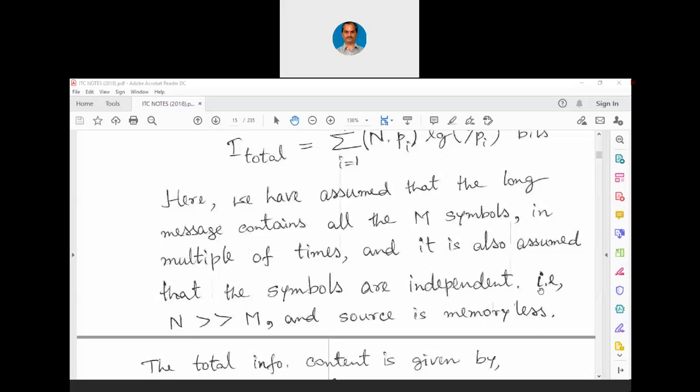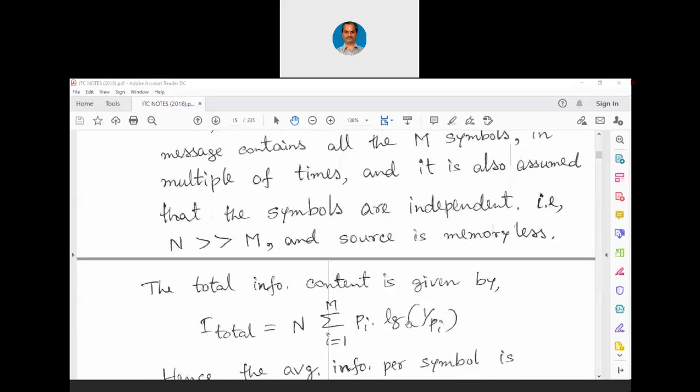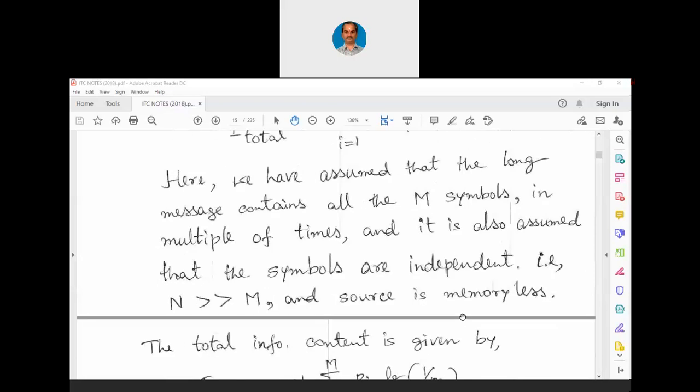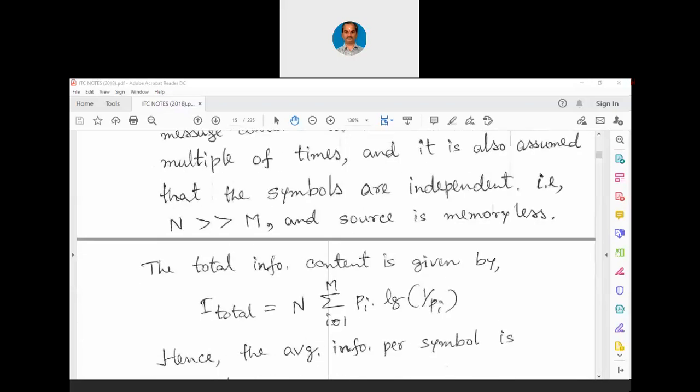Now based on these assumptions, the total information content is given by I total equals N. Now this N can be taken out from this. This N is a very large number, so N can be taken out. So when the N is taken out, N comes out of the summation of i equals 1 to capital M, Pi, that Pi is the probability of each symbol, and lg of 1 over Pi. Why did we take N out? We took N out because symbols are independent, source is memoryless. This way we make our life simple. This way we make our information theory course also slightly simple.